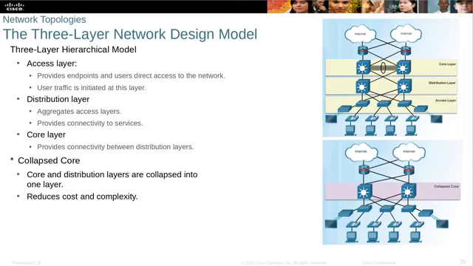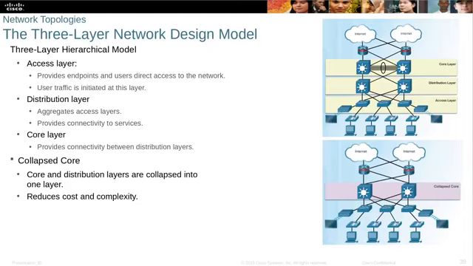We have a three-layer network design model. The three-layer model consists of the access layer. This is where our access layer switches live, layer 2 switches, for instance the Cisco 2960s. These provide endpoints and the user directly accesses the network via the access layer. User traffic is initiated at this layer.